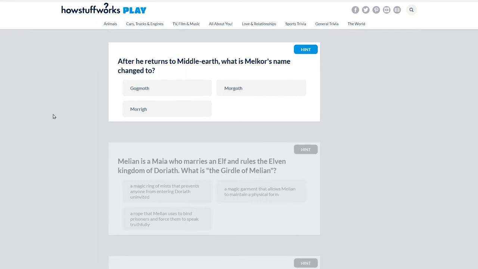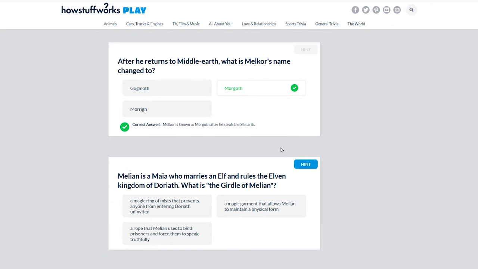After he returns to Middle-earth, what is Melkor's name changed to? Gogmoth, Morgoth, Morrig. I don't think Morrig exists, or at least not in Tolkien's universe. And I don't think it's Gogmoth, it's Gothmoth, which is the captain of the Balrogs, and he gets killed by Ecthelion, another prince of the Noldor, I think, and it's Morgoth. Melkor is known as Morgoth after he steals the Silmarils, yes.